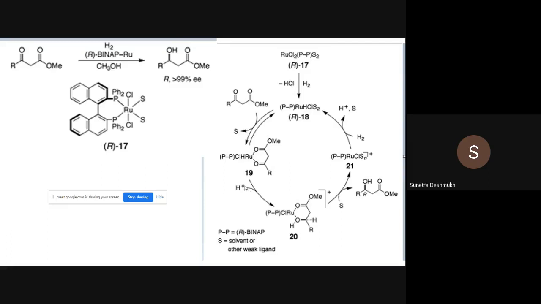Now we will add one more H. One H will add here, and one H will add here. Again we will add solvent. Our product will get detached because the reduction is already finished, and a solvent molecule will attach to this ruthenium catalyst. So this is the catalytic cycle. P P means the BINAP containing ligand, chiral BINAP, with solvent or other weak ligands.